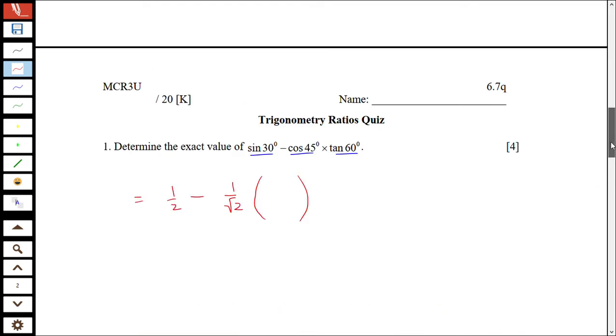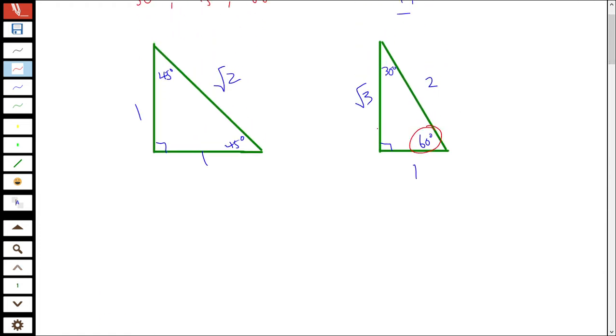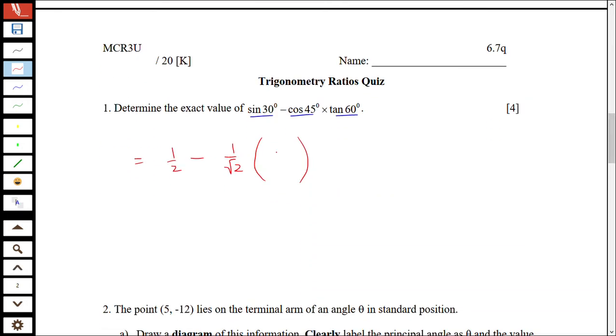Again, let's go back to our special triangle. It's tan of 60. I've got 60 degrees, and I want tan, which is opposite over adjacent. If this is my angle of reference, this is going to be my opposite, the root 3, because it's on the other side of 60. Beside the 60, that's going to be my adjacent side. So tan of 60 is opposite over adjacent, so root 3 over 1. And now all you have to do is simplify them.